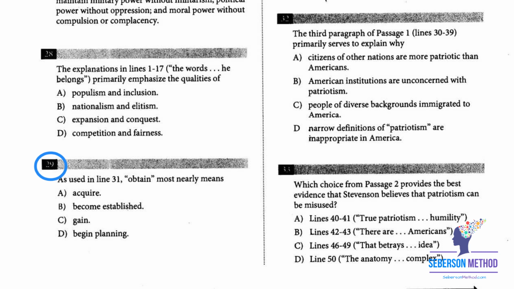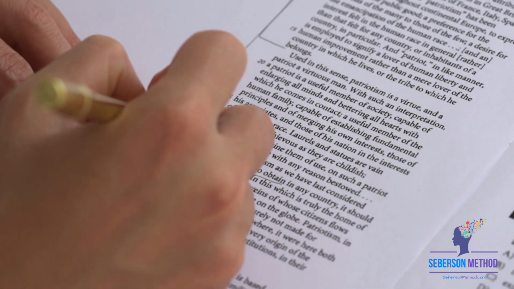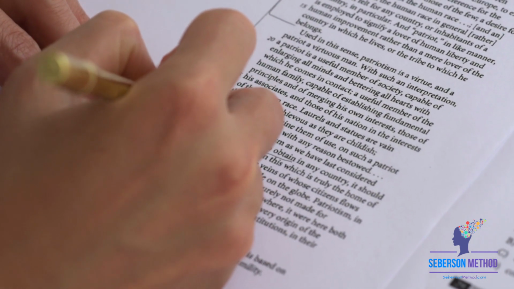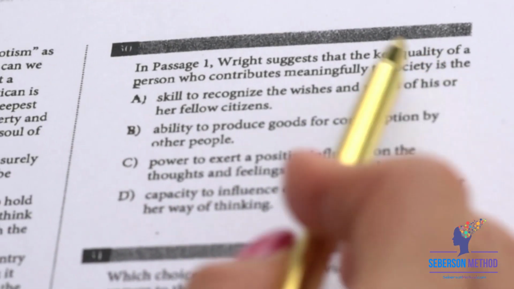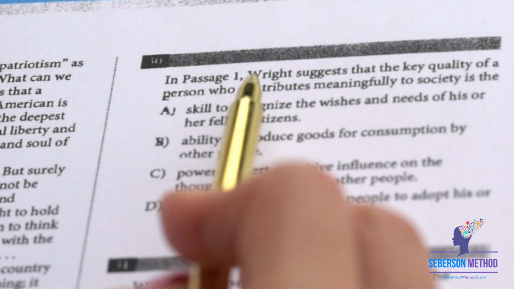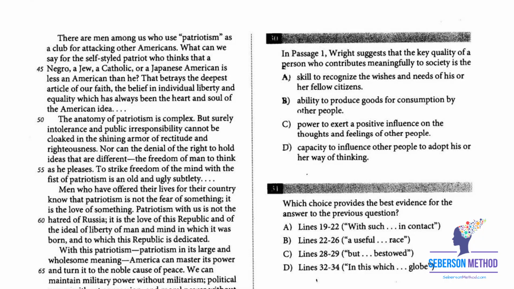As used in line 31, obtain most nearly means. I'm going to go here. I'm going to highlight or underline the word obtain. And then question 29. This is going to be a VIC, which is vocabulary in context. Then Wright suggests that key qualities of a person who contributes meaningfully to society is the. Okay, so the reason I'm circling this is because these two questions are together. These are the line references. So when I'm solving it, I don't want to be solving it without looking at the line references. So line references are pivotal.